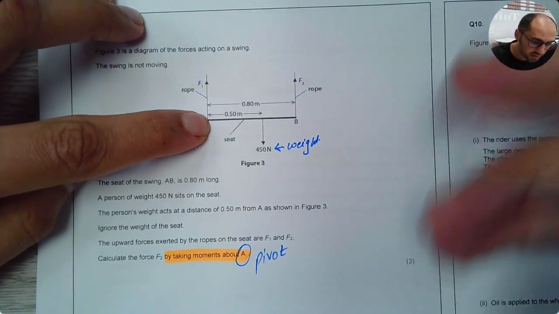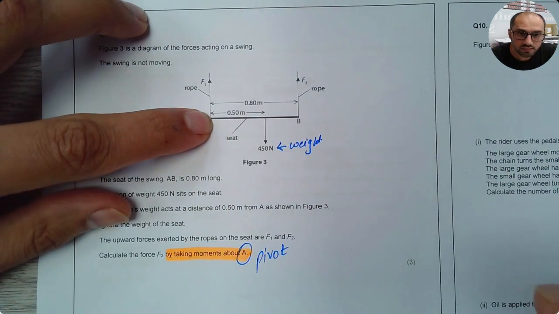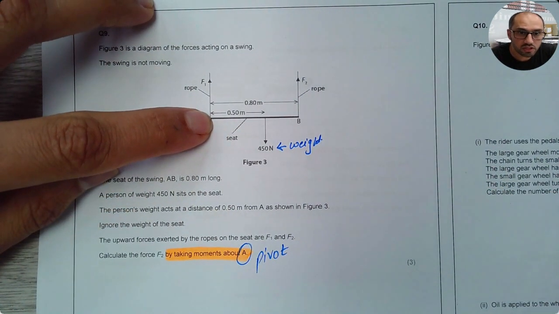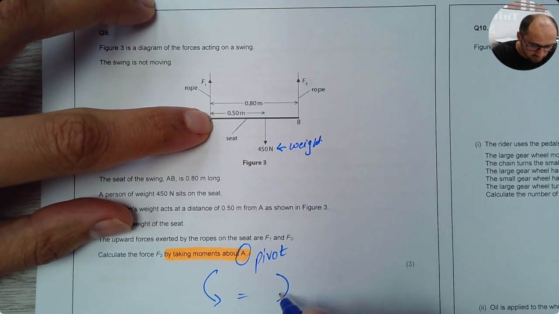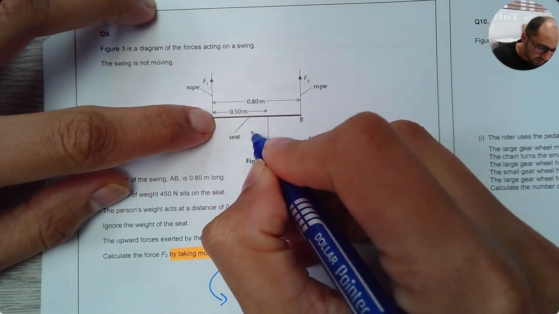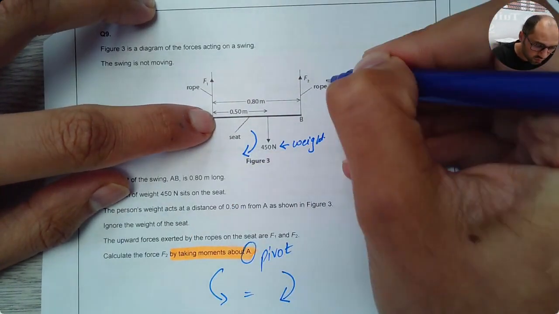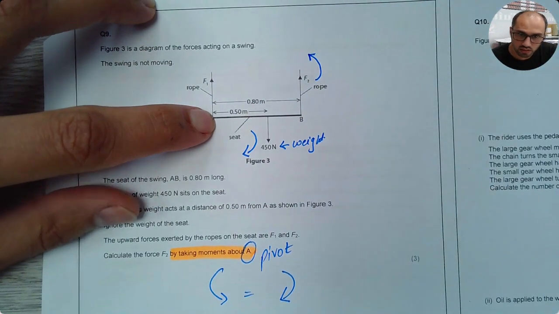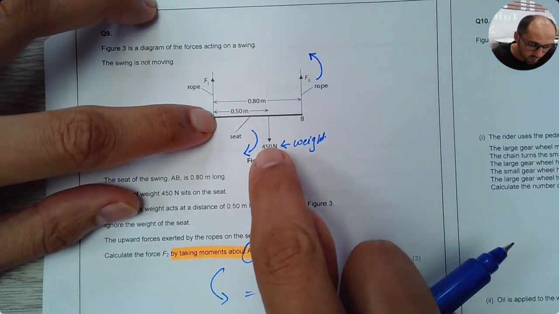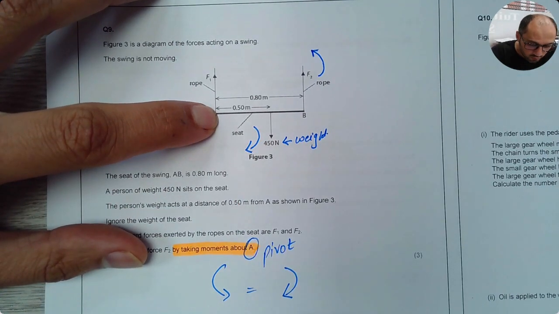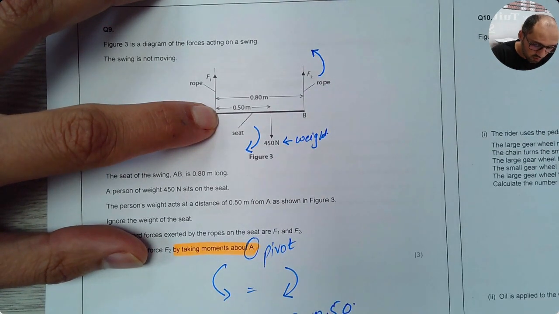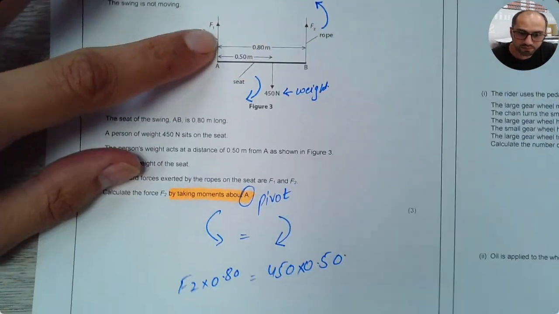I just have to apply the principle of moments, because it is not moving, so it is in equilibrium. I can say clockwise must be equal to anti-clockwise. Now this force will make it turn clockwise, whereas this force will make it turn anti-clockwise. We can work out its moment by saying 450 times 0.50. For the second one, I can do F2 times 0.80 because it's 0.80 meters away from it.